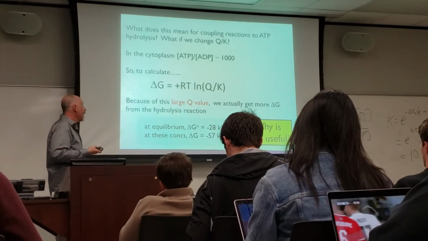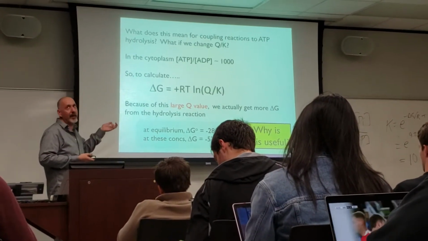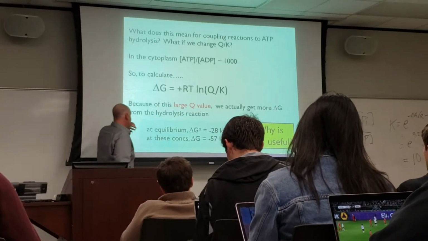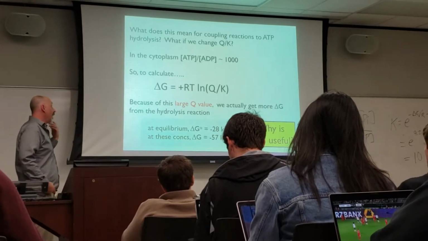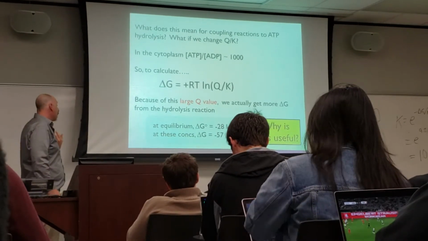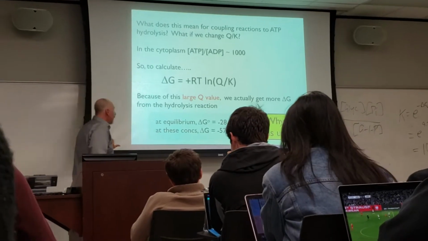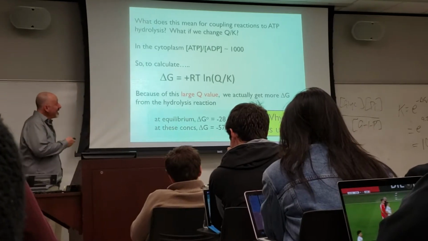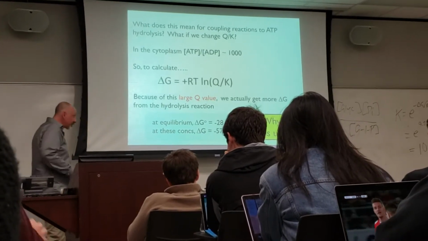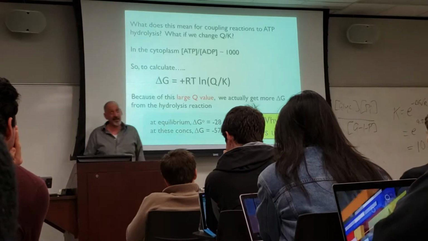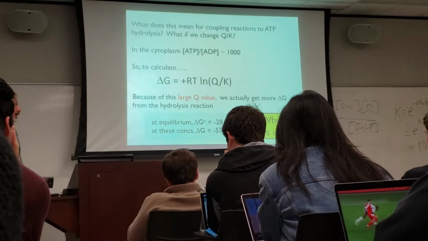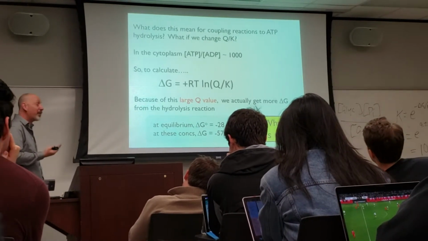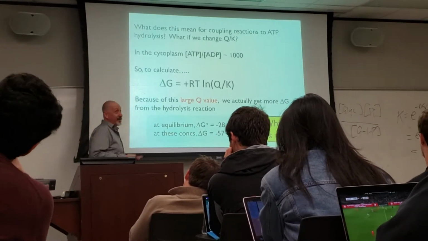So I can't really just think of ATP hydrolysis as driving all the way the other way to ADP. If I calculate the delta G that comes out of it, because of this large Q value, I get a different delta G. At equilibrium, we said that's minus 30 kilojoules per mole. But if I poise ATP and ADP in this way, I actually get minus 60 kilojoules per mole out. This means I can regulate how much delta G I get out of any given molecule by changing the concentrations I'm dealing with.